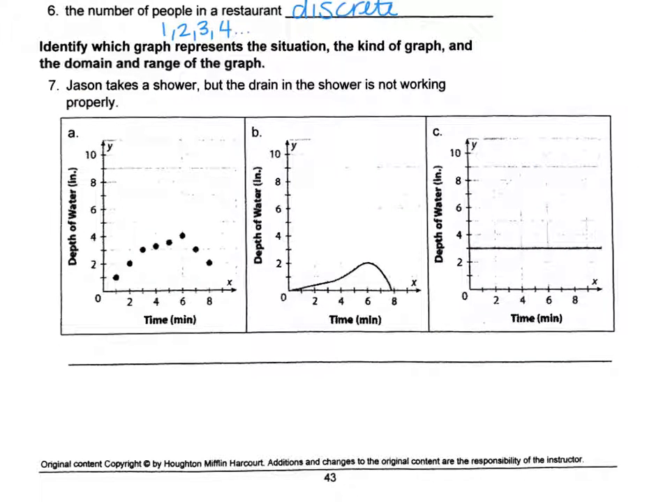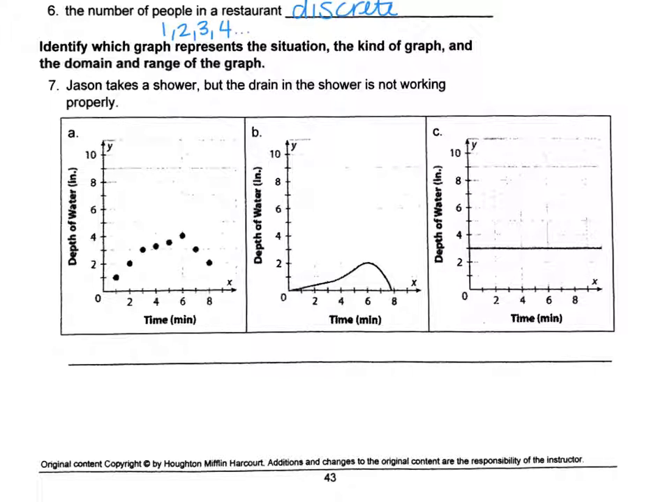All right, our last problem, woohoo, is to match the graph with the situation, define the type of graph, so is it continuous or discrete, and name the domain and range. So Jason takes a shower, but the drain in the shower is not working properly. So the depth of the water.